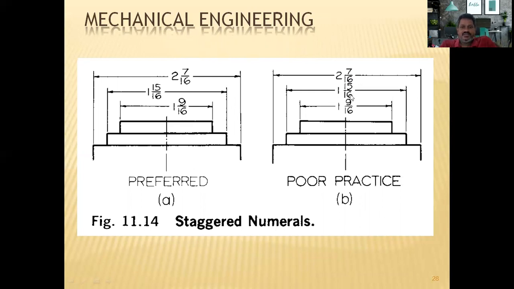So to avoid that, this must be located somewhere else. That means this needs to be staggered, in a zigzag manner. Otherwise, if you represent the dimensions like this, it is very comfortable to read by the observer, the person who is observing the dimension. This is the preferred version and this is not preferred. This is a poor practice. This is the preferred practice. So where you have a larger number of dimensions, we need to stagger those dimensions.